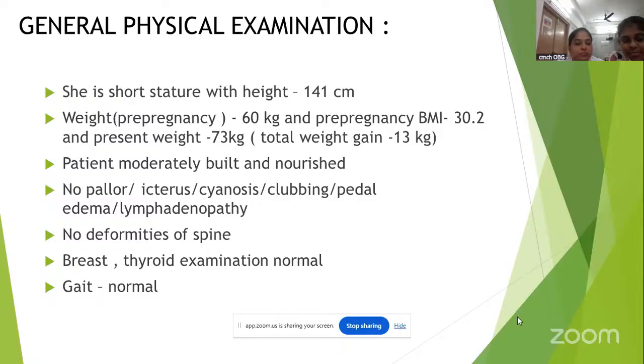On general physical examination, she is of short stature with height of 141 centimeter and pre-pregnancy weight of 60 kg with a BMI of 30.2, and the present weight is 73 kg with a total weight gain of 13 kgs. Patient moderately built and nourished, no pallor, not icteric, no cyanosis, clubbing, pedal edema or lymphadenopathy, no deformities of spine. Breast and thyroid examination was found to be normal.